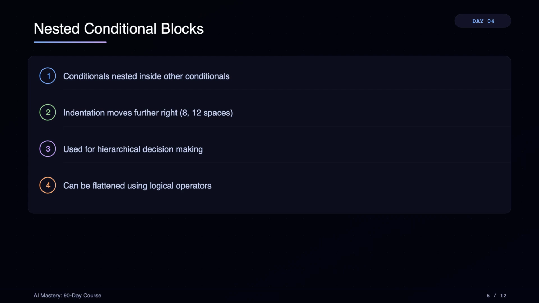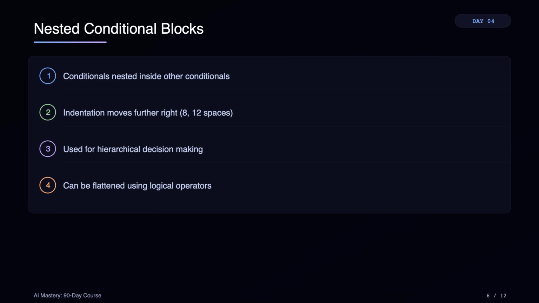Sometimes, a decision depends on multiple factors in a hierarchy. For instance, to show a user's private dashboard, they must first have an account, and secondly, they must be logged in. You can represent this in code by nesting one if statement inside another. Each level of nesting shifts the code further to the right by another 4 spaces of indentation.